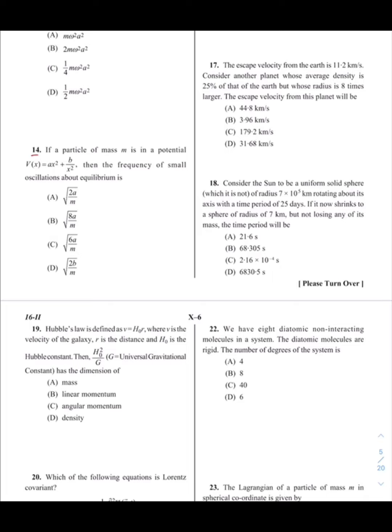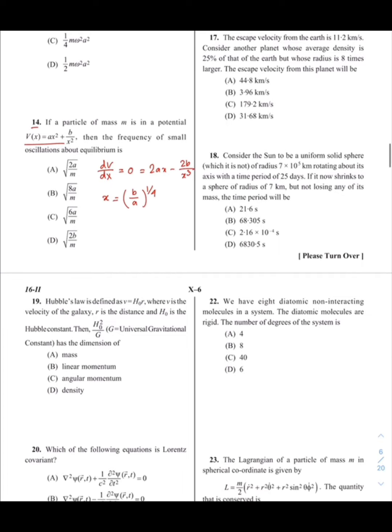If a particle of mass m is in a potential v of x given by this, then what is the frequency of small oscillations about equilibrium? Let's find the equilibrium position first. To find that, we take derivative of v with respect to x and equate it to 0. So let's find the derivative first. So this is equal to 2ax minus 2bx cube. Now solving this for x, we find x is equal to b by a to the power 1 by 4th.